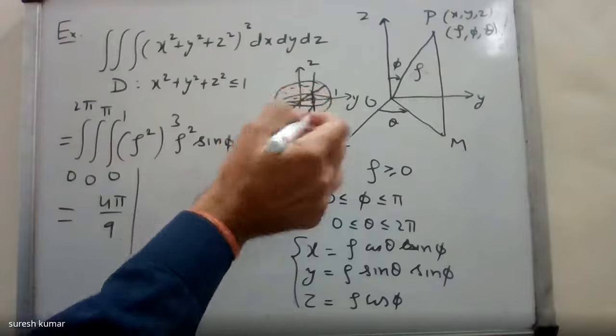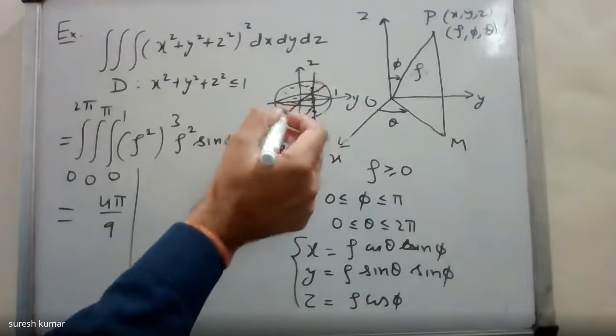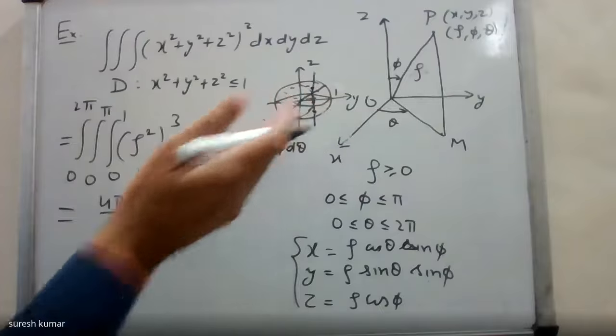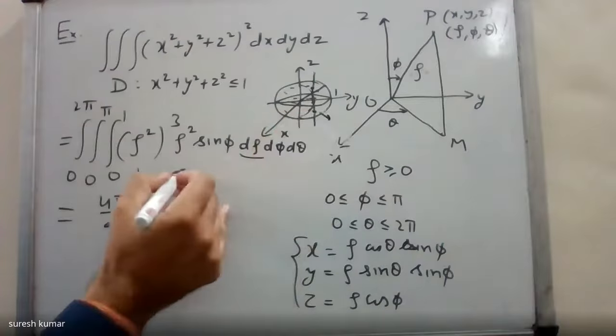Draw a line through your region parallel to the z-axis. See where it enters, where it leaves. It enters through the lower hemisphere below the xy plane. What is z here? What is z?